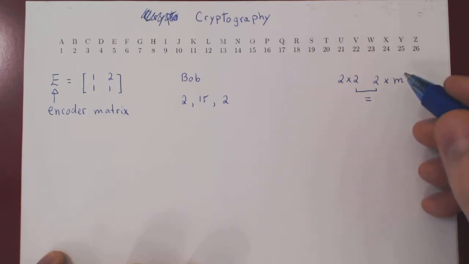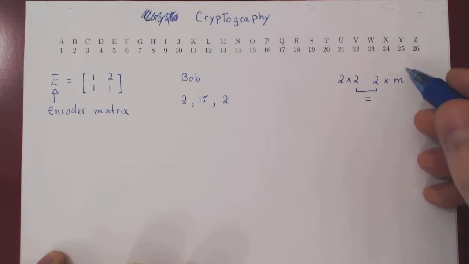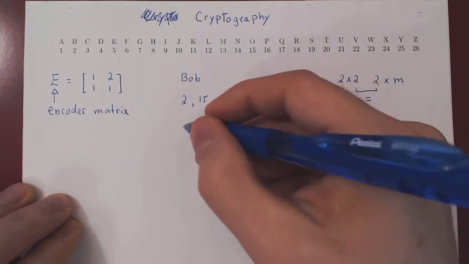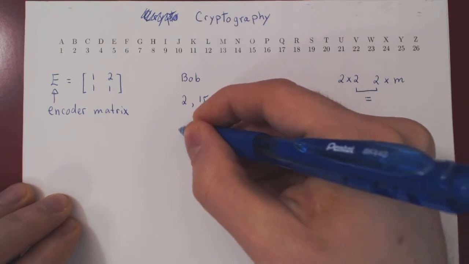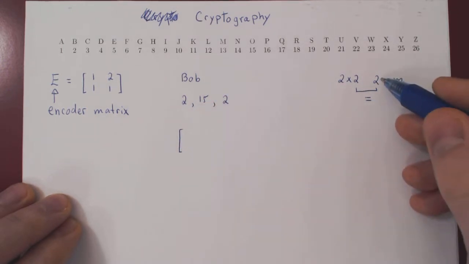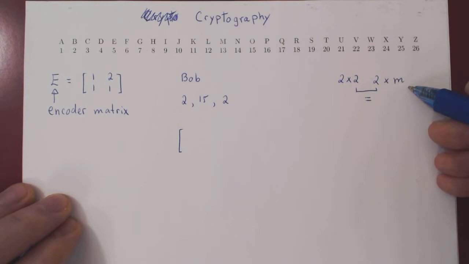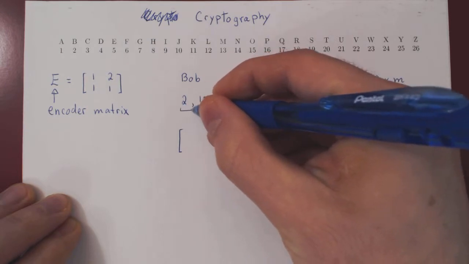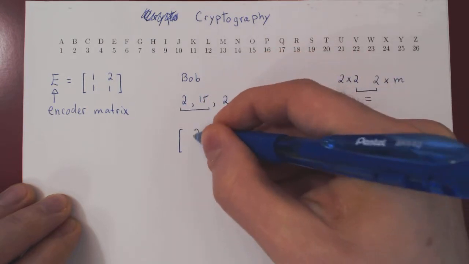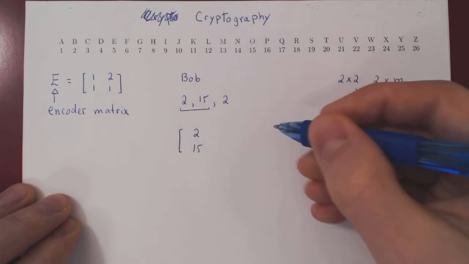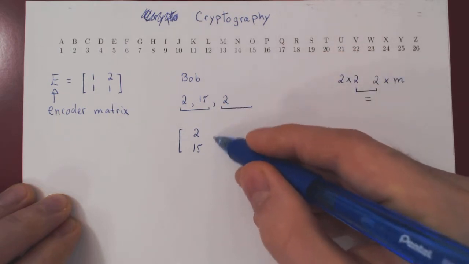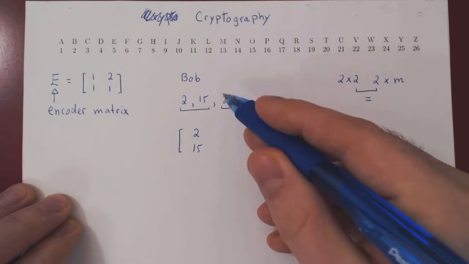M, the number of columns, will depend on the length of the message. So let's start. So it has to be a 2 by M matrix. So every column contains 2 entries. So 2, 15 will be our first column. And then if you notice, there's something missing here. To have our second column, we need 2 numbers, but there's only 1 here.